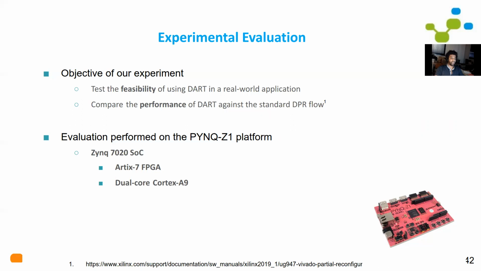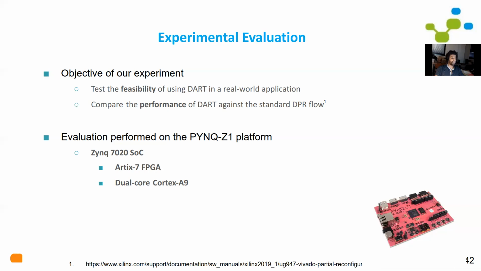Now we discuss the experimental evaluations we performed to test our tool. The objective of our experiment was twofold. The first one was to test the feasibility, to see if Dart actually generates designs which are useful in real-world applications. The second one is related to testing the performance of Dart against a standard DPR flow. Standard DPR flow meaning the flow dictated by the vendors, which also includes the manual design steps.